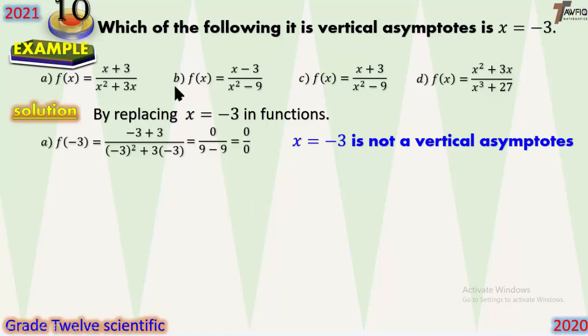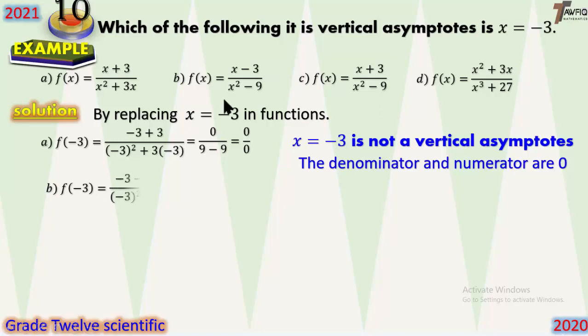And now take B and find f of minus 3, which is equal to minus 3 over minus 3 squared minus 9. The numerator minus 3 is minus 6. Minus 3 squared is 9, minus 9.